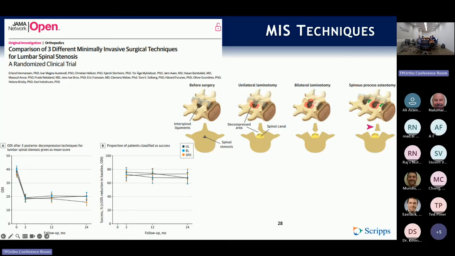And here's another study which looked at the different types of minimally invasive techniques to address lumbar spinal stenosis, everything from unilateral laminotomy to bilateral to spinous process osteotomy. Essentially, they showed there were really no differences in the overall outcomes. In this study, the primary outcome was the ODI. They also showed that there were no changes in the secondary outcomes either. So these are all pretty equivalent outcome measures when they looked at the different modalities used to treat this condition.